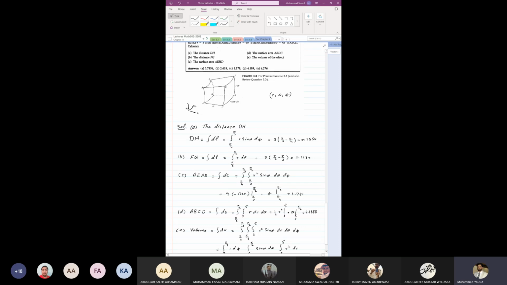When theta is 90 degrees, sine of 90 is 1, and R is 3 here. So 3 multiplied by 1 is 3, and then the integral of d phi with respect to phi will be phi, apply the limit, pi over 3 minus pi over 4. So this is the answer. Tell me if this is not clear to anyone. DH.